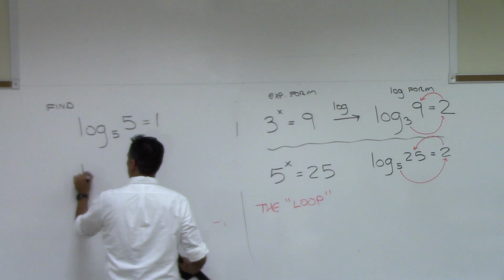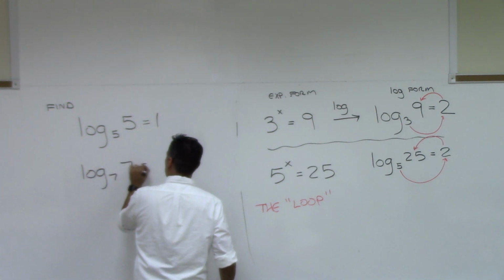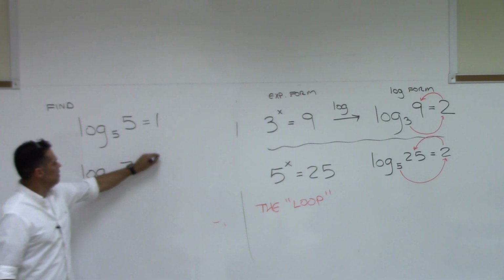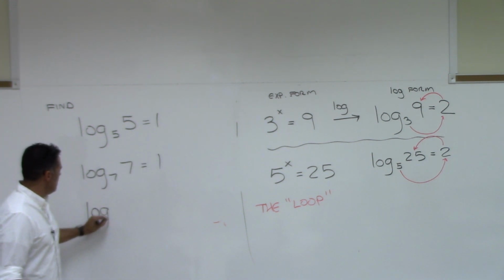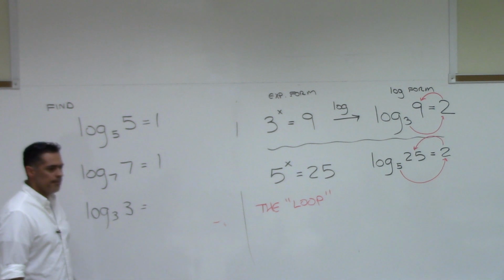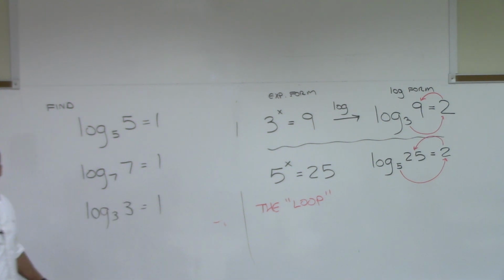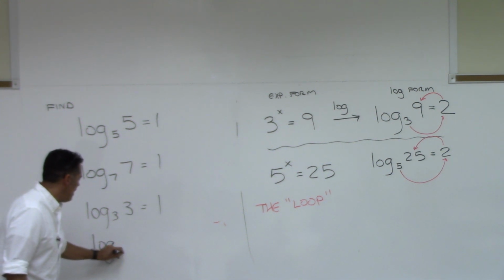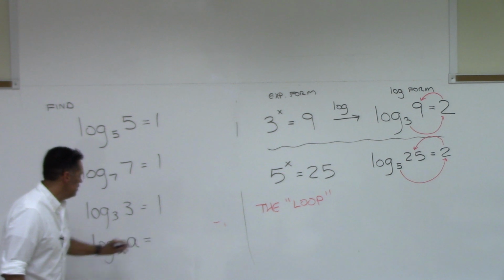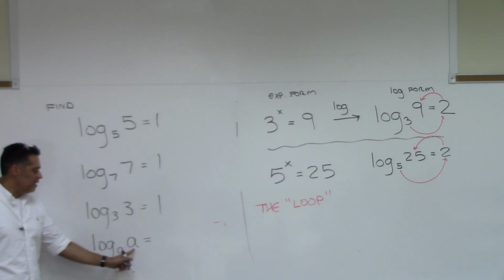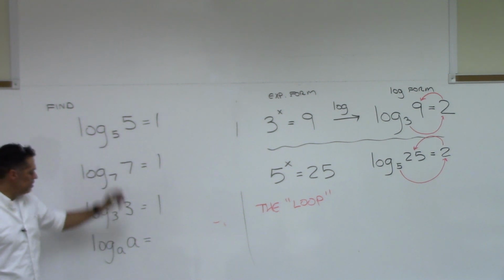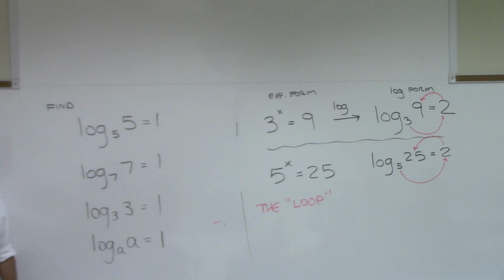What if I change it and do log base 7 of 7? What's that? 1. What's log base 3 of 3? 1. Yes? What's log base A of A? So A raised to what power gives you A? It's the same as these, right? Shouldn't it be 1 all the time? Yeah?